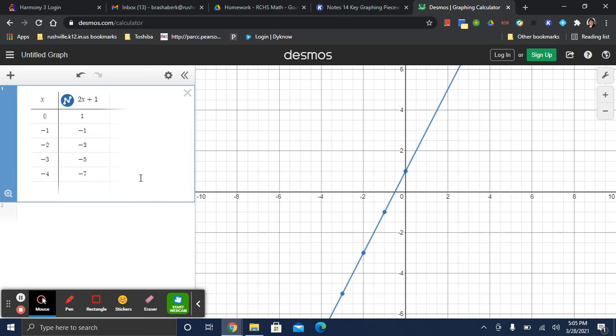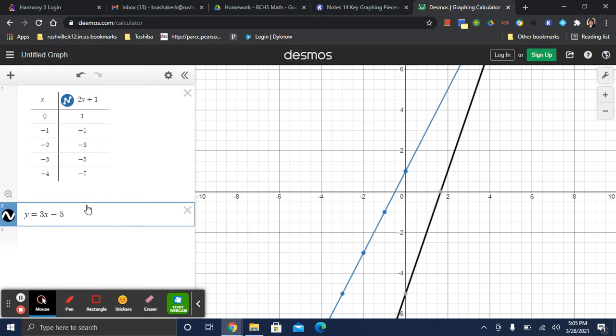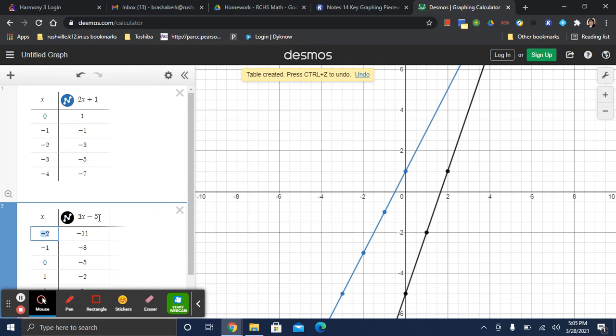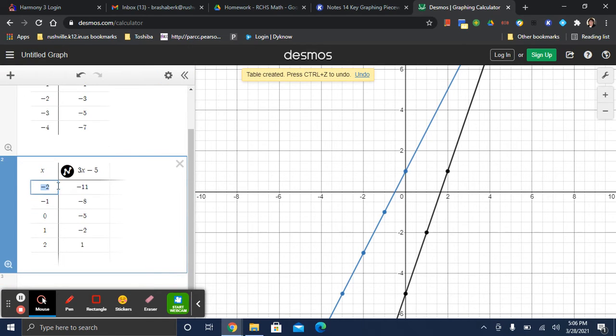So let me get a new graph. So it was y equals 3x minus 5. And again, remember that this is not the graph that you're seeing as an answer choice, because this is showing the whole graph where there's no restriction on the x's. But it does let us see what we would need for a table.